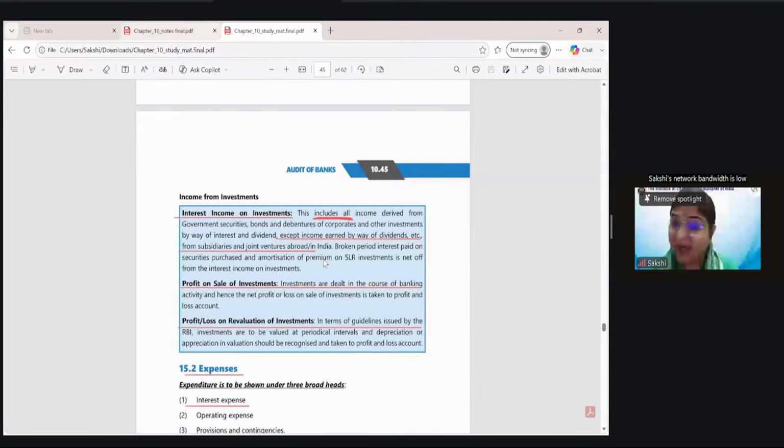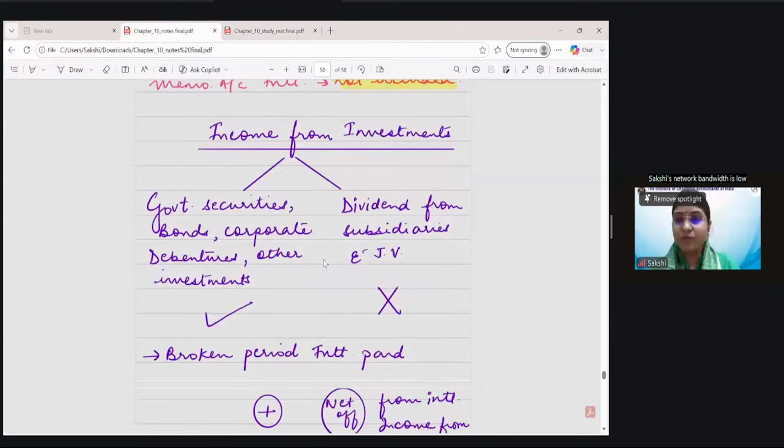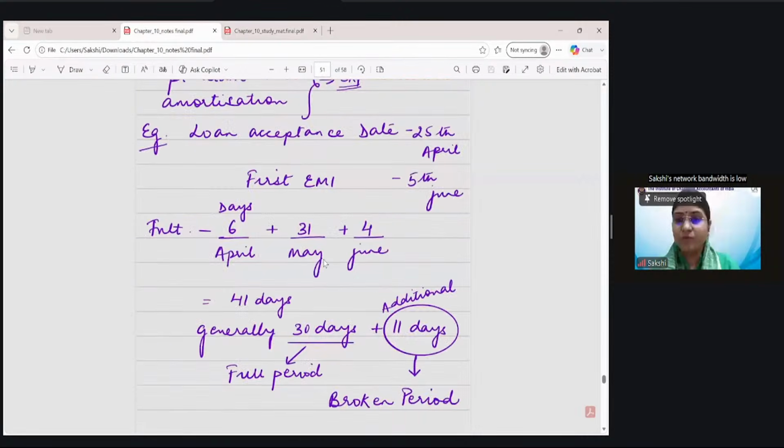Now, what is this broken period interest? Just try to understand. For example, the loan acceptance date was 25th April. The date I accepted the loan is 25th April. First EMI was due on 5th of June. So from where are we going to calculate the interest? 6 days of April, 31 days of May, and 4 days of June. That comes to a total of 41 days.